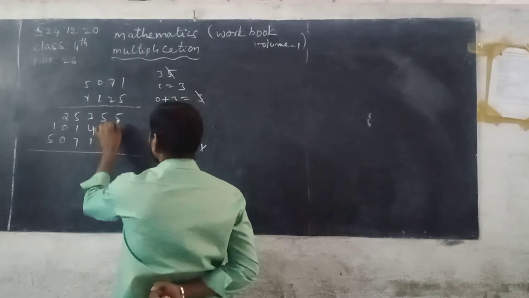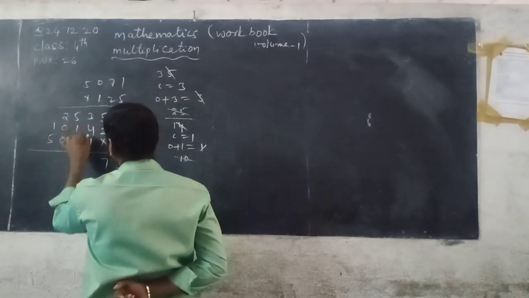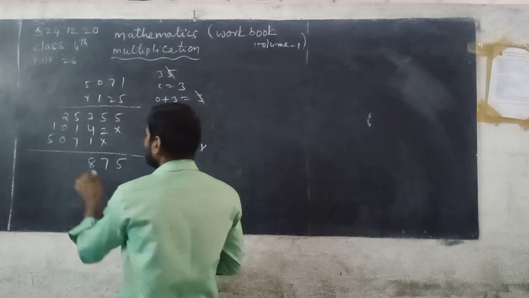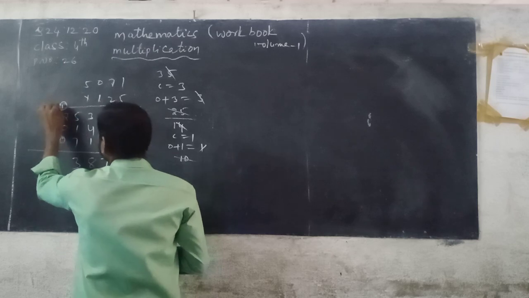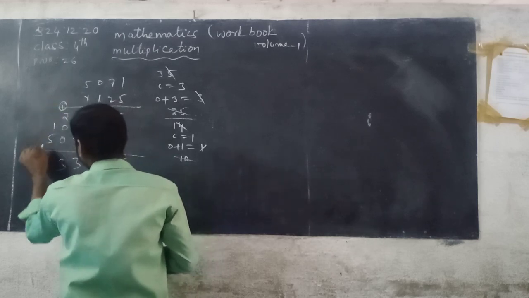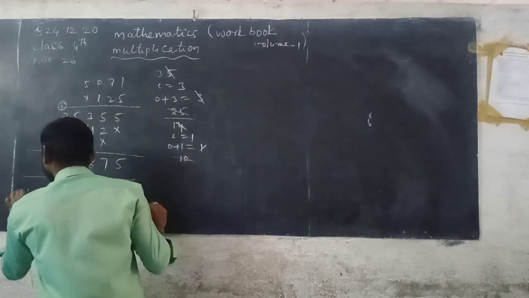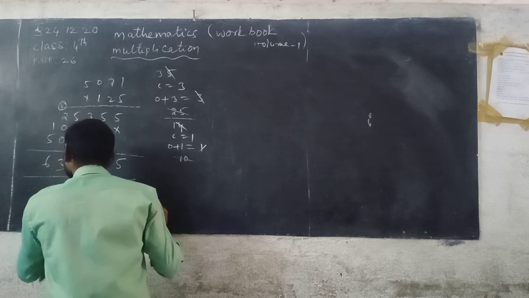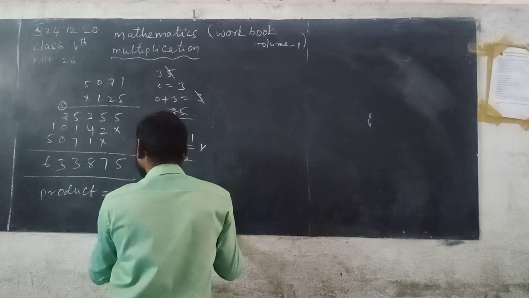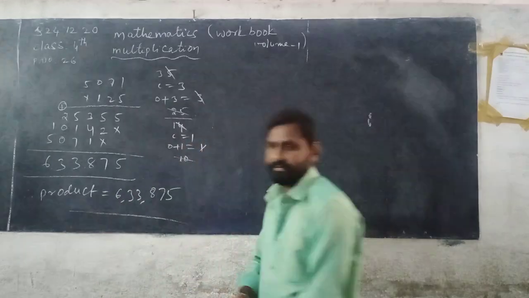Then add it. 5 plus 2, 7. 3 plus 4, 7, plus 1, 8. 5 plus 1, 6. 6 plus 7, 13. 3 taking, 1 carrying. 1 plus 2, 3. 5 plus 1 plus 5, you get 6. Therefore the product is equal to 6,33,875.